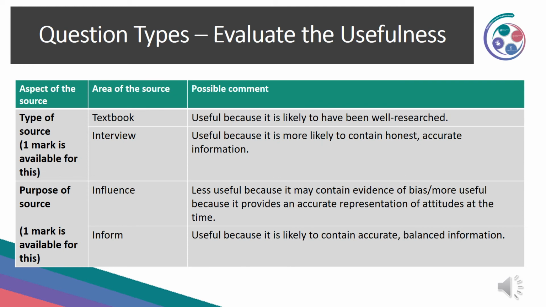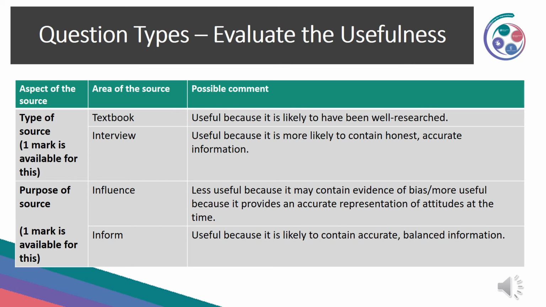The different types of source can be varied. On the screen in front of you, you will see a couple of examples of types of source, but there's lots more that are available. If the source is a textbook, it tends to be useful because it's likely to have been well researched. This means that the information tends to be more accurate and less biased. If the source is an interview, it tends to be useful because it's more likely to contain honest and accurate information.